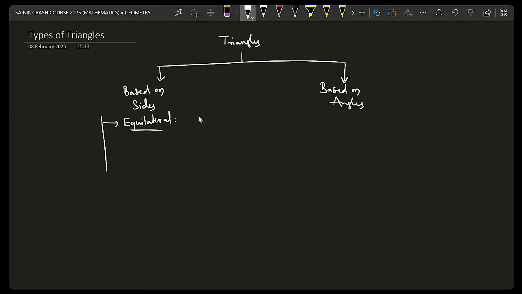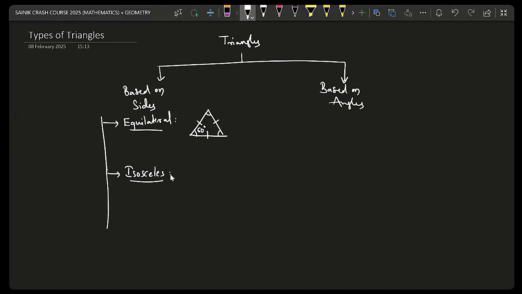Equilateral triangle means a triangle in which all the three sides are equal. This is equal to this is equal to this. So what are the properties we can write in equilateral triangle? That is, every angle is going to be 60 degrees. We already proved it. If you call each angle x, we know the sum of interior angles of a triangle is 180. So x plus x plus x is going to be 180. 3x is 180 and we get x is equal to 60. That means each interior angle is going to be 60 degrees. That is equilateral triangle. And next we have isosceles triangle.